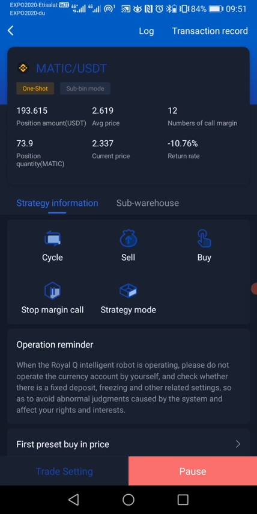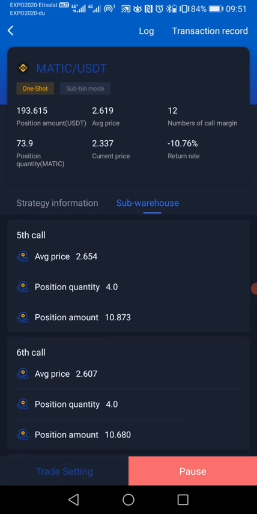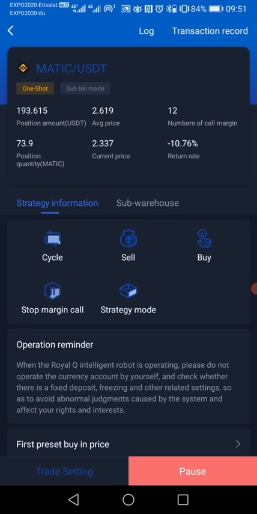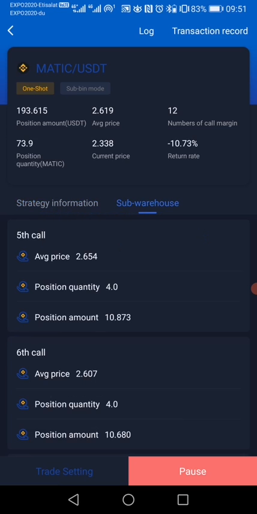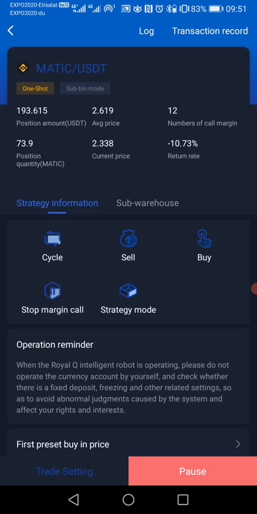So if you look here, you see the sub warehouse. There's a button here, sub warehouse. This sub warehouse does not appear until your robot makes the 5th call. So if your robot is between the first call, the second call, the 4th call, this sub warehouse will not appear. It will only appear from the 5th margin call. So once the robot makes the 5th margin call, this sub warehouse will appear. But before then, what you only see there is the first 4 calls, which is the whole warehouse mode.